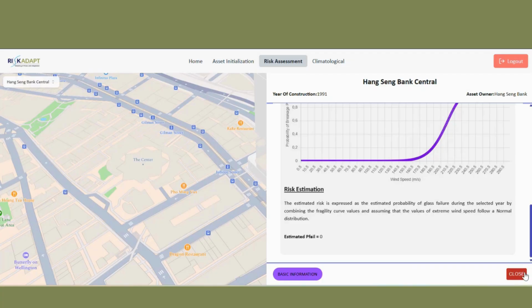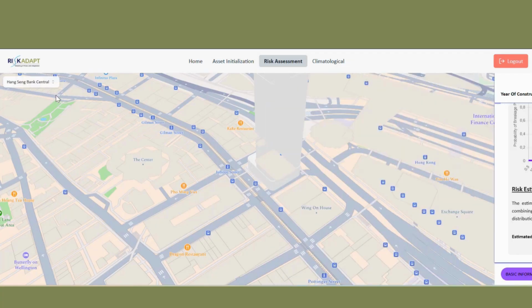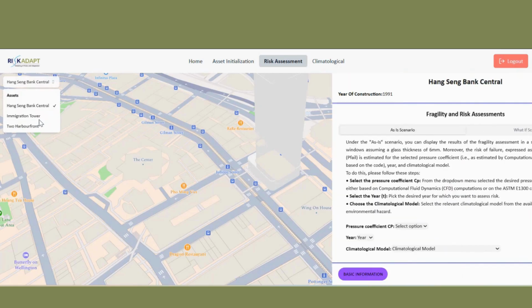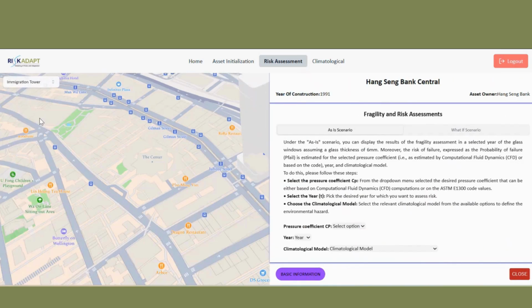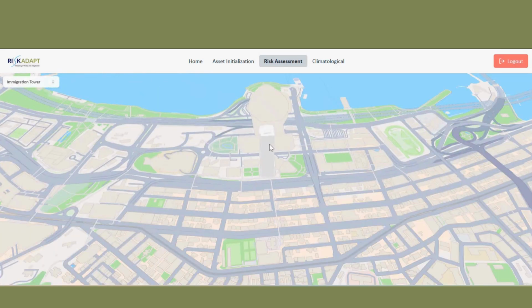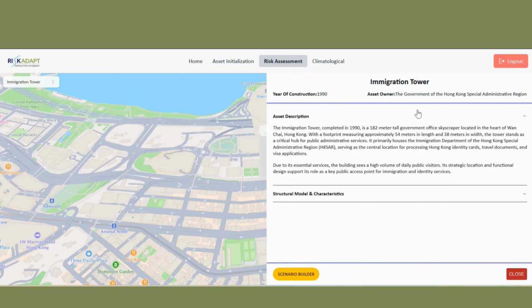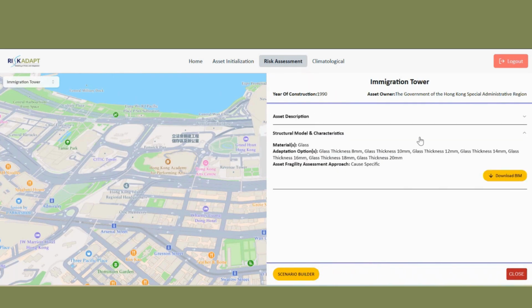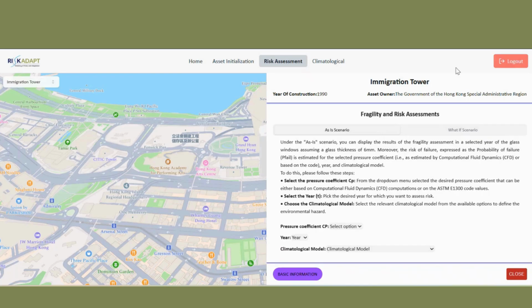And if you want to go to another asset, you can close this window, go back to the full map, and pick another asset. It's the immigration tower, and then you have the corresponding information, the structural model characteristics, and the same scenario builder, and you can see the behavior of the other asset. And this is how the platform was applied in pilot 4 and for the Hong Kong towers.